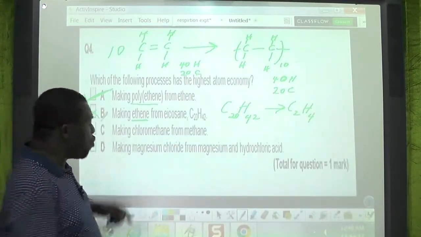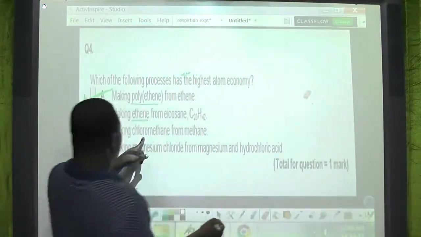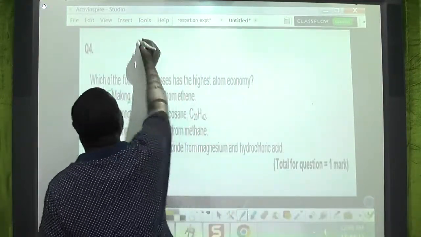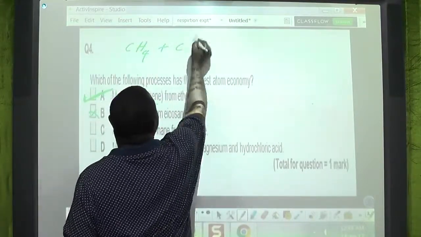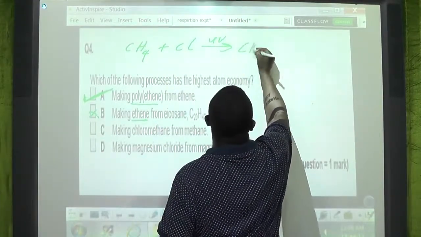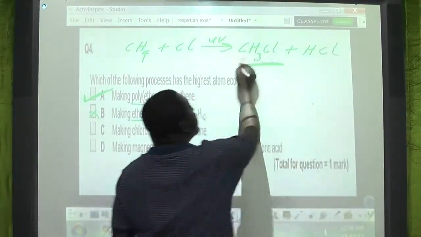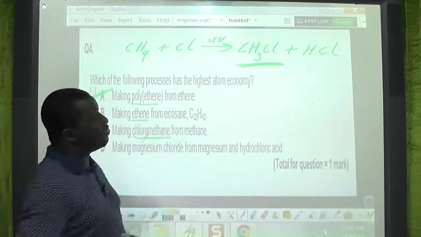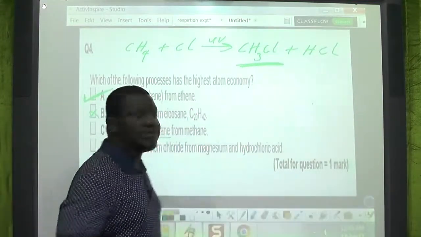Making chloromethane from methane, all of you know this from your GCSE or IGCSE. CH4 in sunlight, UV light, will give you CH3Cl plus HCl. So it is not chloromethane alone you are getting. You are getting another product. So your atom economy can never be 100%. Some atoms have been used for that.